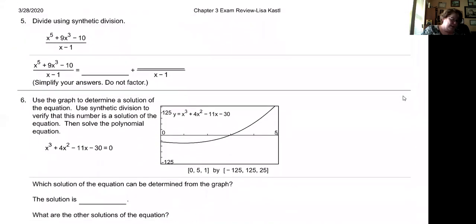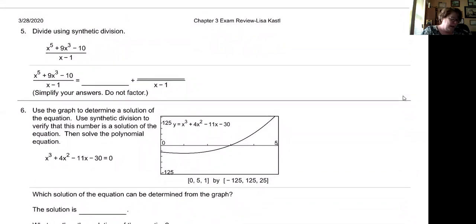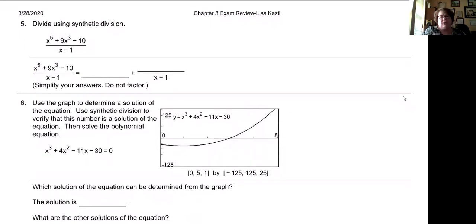All right, the next question, we start our division. I believe we started this, what was this, in section 3.3, I think this was. All right, so let's see if we can't divide using synthetic division.